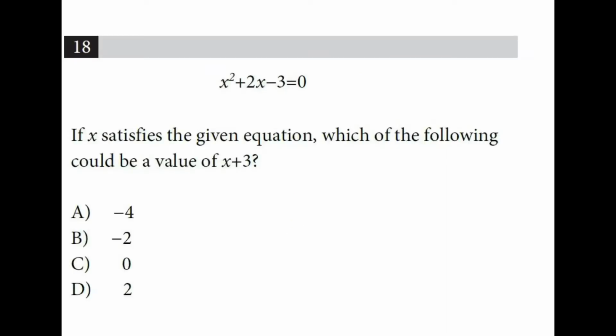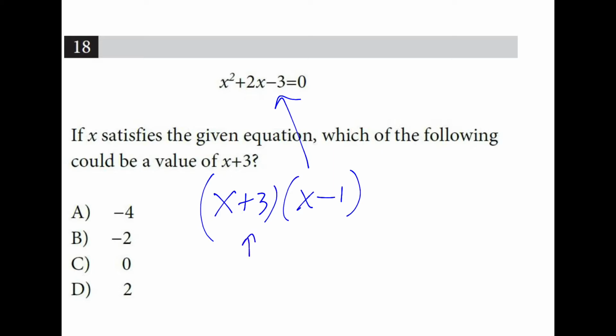If x satisfies the given equation, which of the following could be a value of x plus 3? So what is some number, or two numbers, when you multiply them you get 3, and you add them you get 2. It's going to be 3 and 1. And the bigger one is going to be the positive one, so x plus 3 times x minus 1 will expand to this. They tell us that x satisfies the given equation. So either it's negative 3 or it's a positive 1.